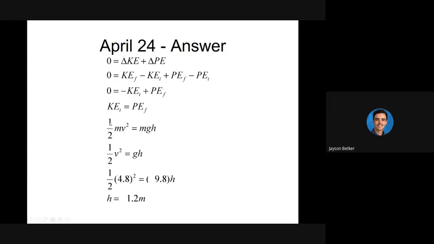Now we just replace kinetic energy with 1/2 mv squared. We replace potential energy with mgh. And what you'll notice is that there's a mass in each of these, and the masses will cancel. And that's why it doesn't matter whether I told you what the hairball's mass is. So you get 1/2 v squared equals gh. Plug in 9.8 for g, plug in 4.8 for vi, and you will end up solving that the height of the hairball is 1.2 meters. So there you have it, 1.2 meters is your answer. That is our problem of the day. And now we will move on to springs.